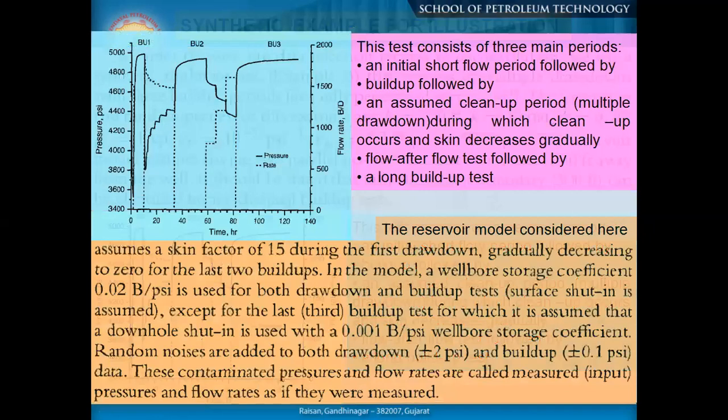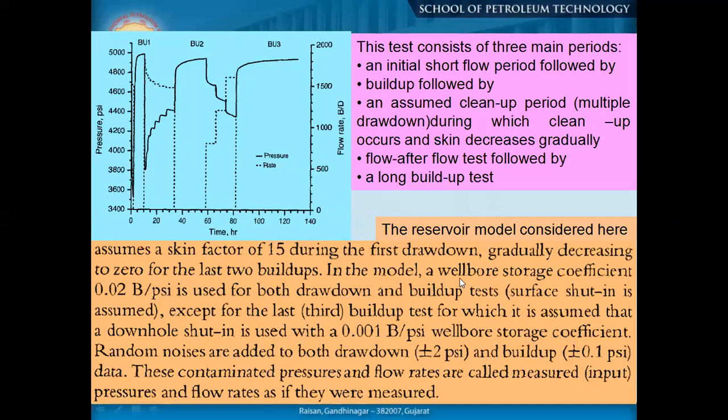Now what you see, the reservoir model considered here assumes a skin factor of 115 during the first drawdown. Then in the next drawdown, the skin factor is 50. Then it gradually decreases to 0 for the last two build ups. Why? Because this is a cleanup activity we are doing. Once we do the cleanup activity, the skin becomes 0. So when we use build up 2 and 3, maybe build up 1 deconvolved or this short build up may not help us understand the real picture.